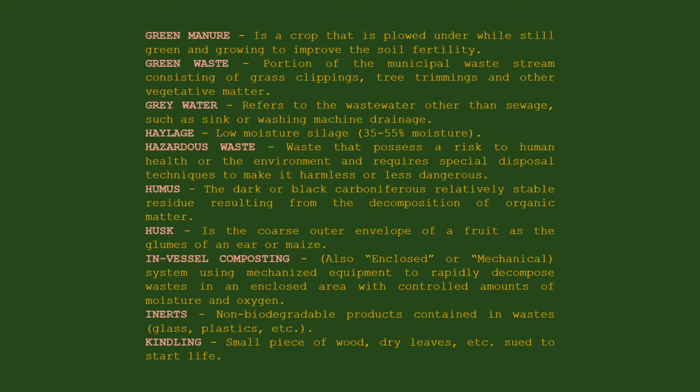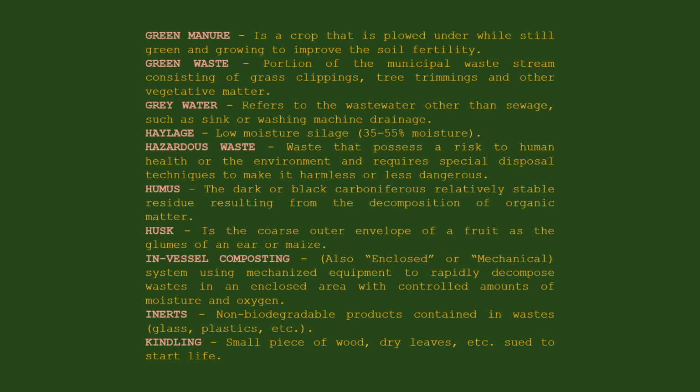Green manure is a crop that is plowed under while still green and growing to improve the soil fertility. Green waste, portion of the municipal waste stream consisting of grass clippings, tree trimmings, and other vegetative matter. Gray water refers to the wastewater other than sewage, such as sink or washing machine drainage. Haylage, low moisture silage, 35 to 55% moisture. Hazardous waste, waste that possesses a risk to human health or the environment and requires special disposal techniques to make it harmless or less dangerous.